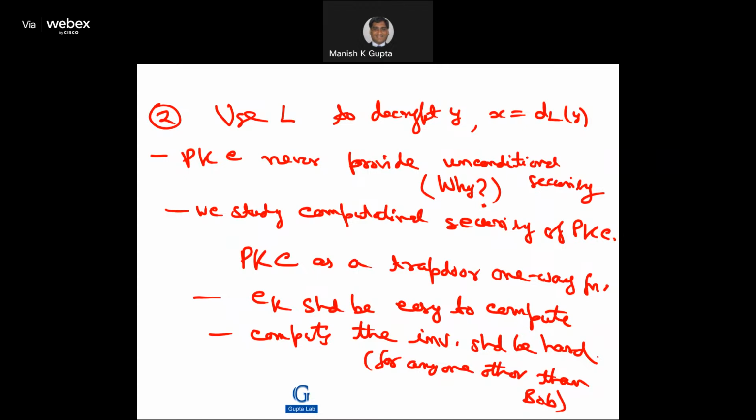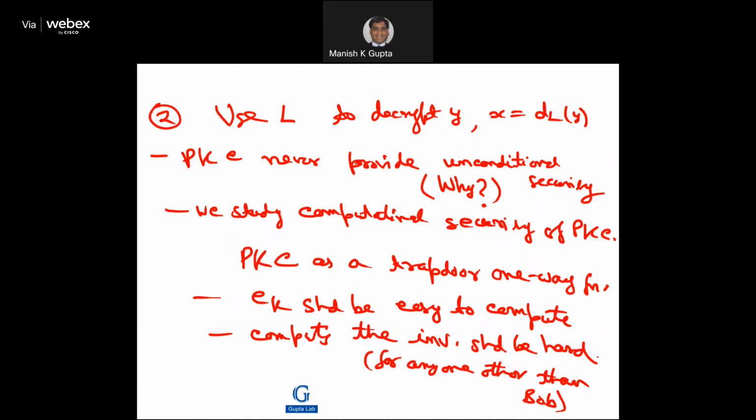Public key crypto system never provides unconditional security. This is something I leave for you, and I may ask you in the exam. Why? Public key crypto system never provides unconditional security. Okay, it's a very interesting thing to think about. So we study computational security of public key crypto systems.